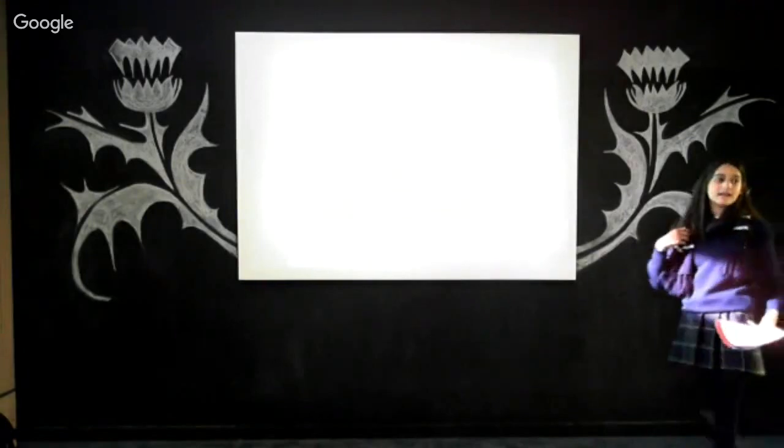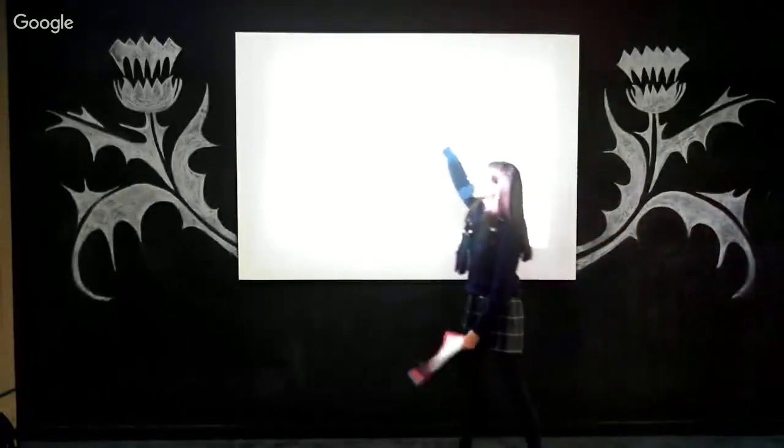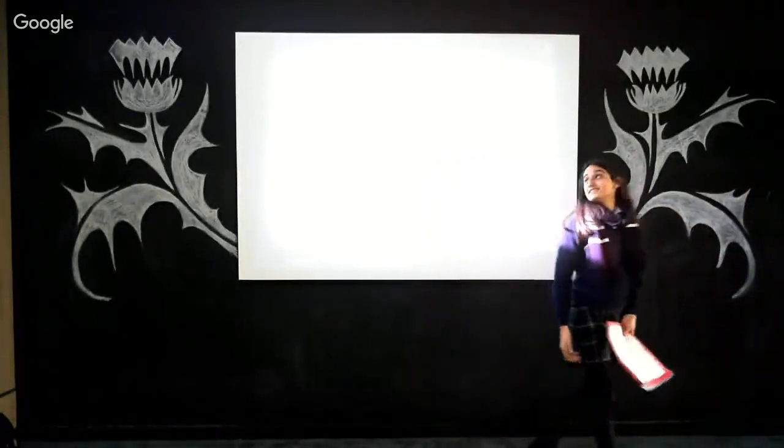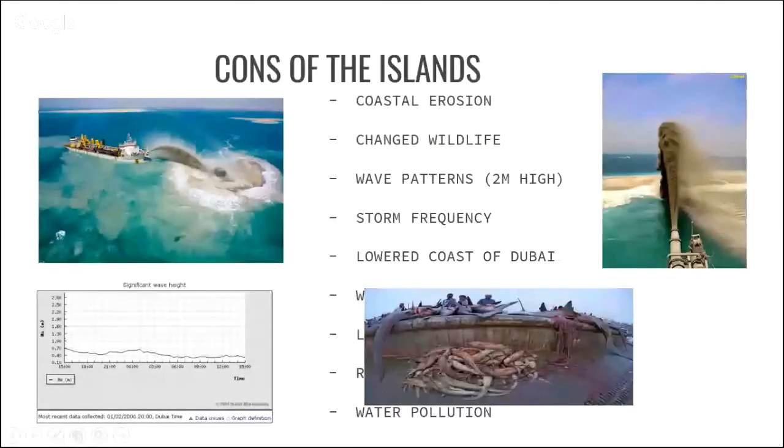Palm Islands brought a lot of complaints and environmental concerns. The construction changed the coastal erosion, it changed the wildlife, it changed the wave patterns. Here you can see in 2006 that the waves were almost 1 meter and they finished at 2 meters. Then it increased the storm frequency, it lowered the coast of Dubai, it created a weak soil.